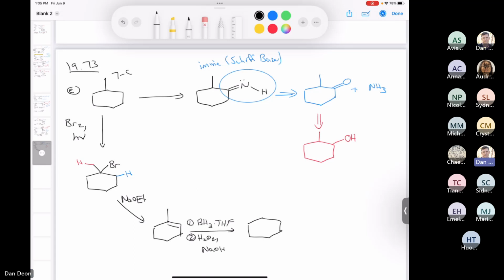Good. Okay, so now we've got this compound. If we want to oxidize it to the ketone, we're going to treat it with PCC or whatever. We could do a Swern, we could do Dess-Martin periodinane, that will work. And then to make this compound, we're going to treat it with a catalytic amount of acid. Ammonia is going to be our amine, and then the loss of water to make the imine.